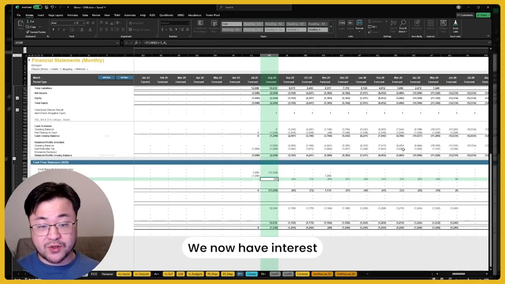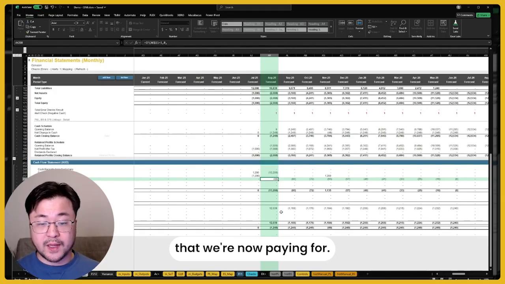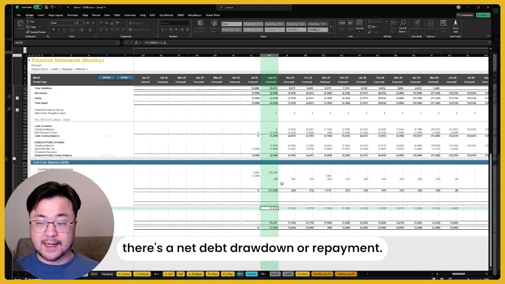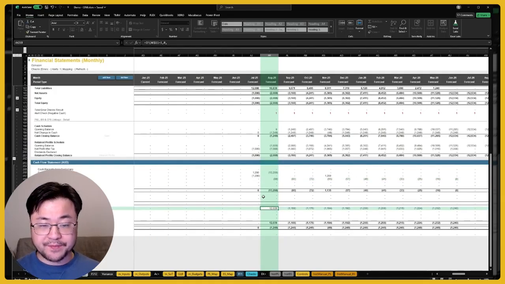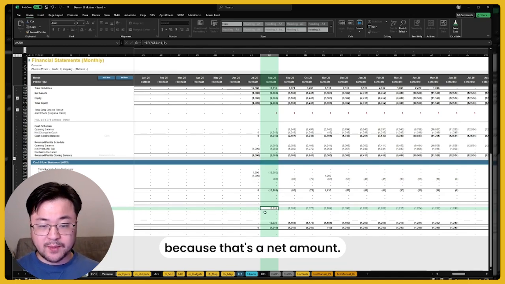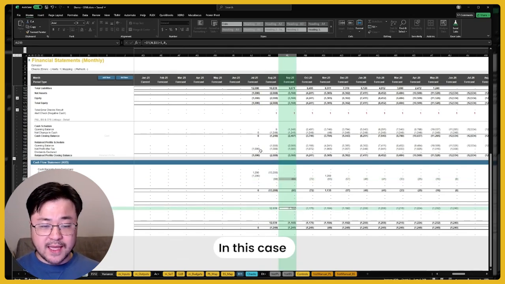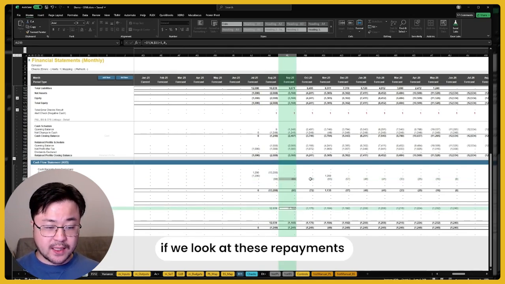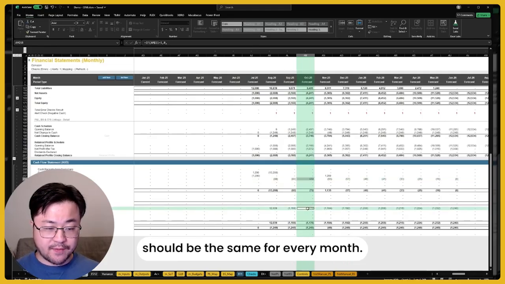We now have interest that we're now paying for. And on top of it, there's a net debt drawdown or a repayment. Now, just to quickly explain that, because that's a net amount. In this case, if we look at these, repayments should be the same for every month.